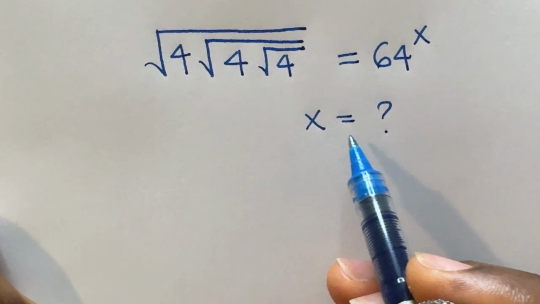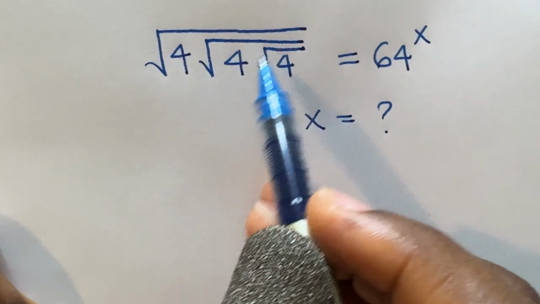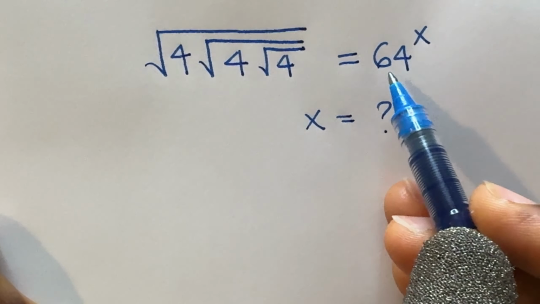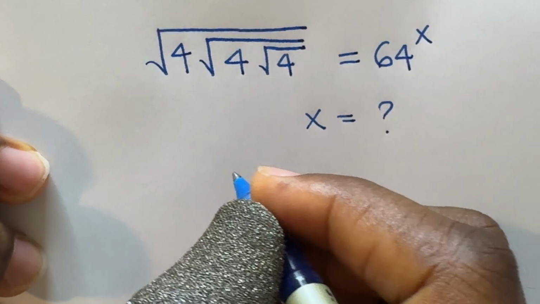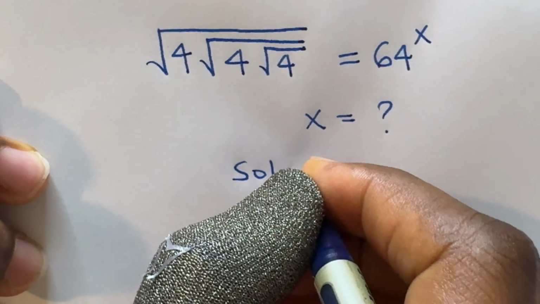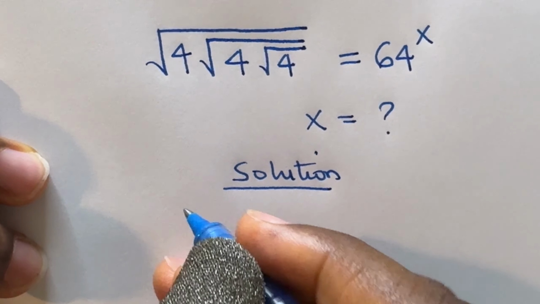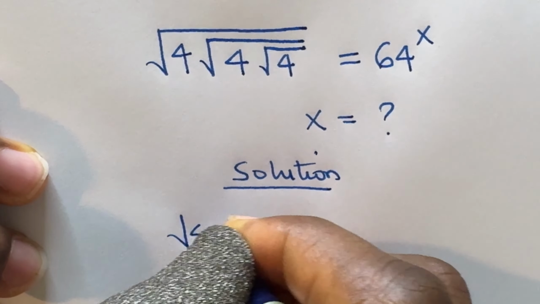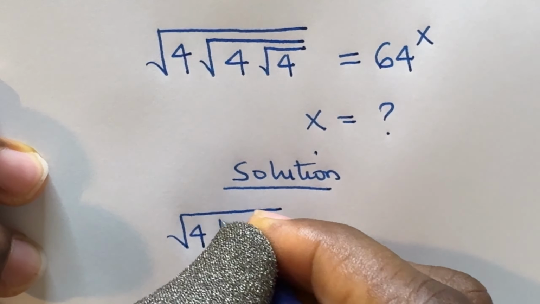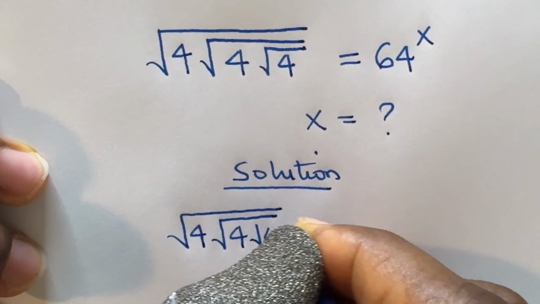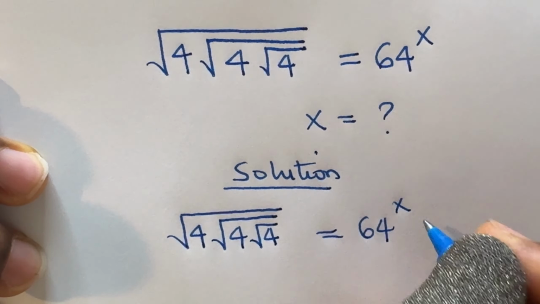Let us find x in this problem. Square root of 4 times the square root of 4 times the square root of 4 is equal to 64 raised to power x. We're given the square root of 4 times the square root of 4 times the square root of 4 is equal to 64 raised to power x.